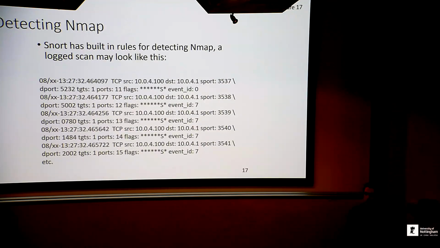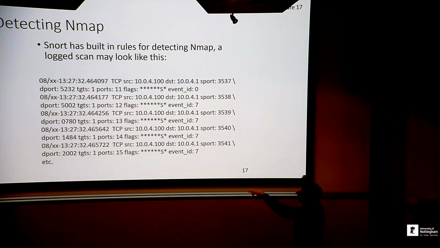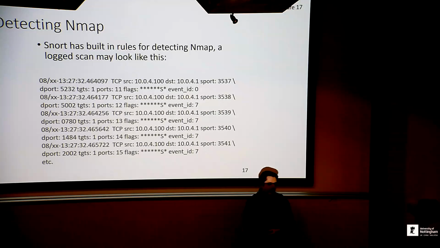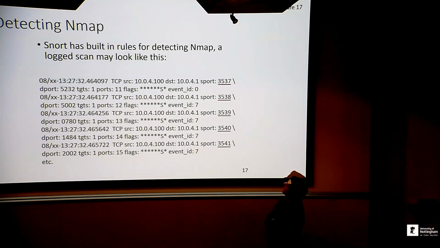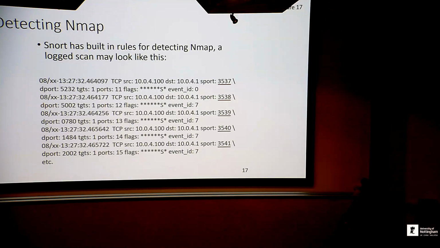So how would you write a rule in Snort to detect Nmap? This is the kind of log you'll see if someone is Nmapping in normal Nmap usage. I'm not going to ask you to look through it. I'm just going to highlight the things that I think are interesting. The first thing is that the source port is incrementing: 3537, 3538, 3940, 41. That's pretty unusual for normal use.